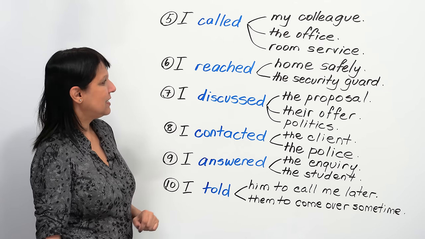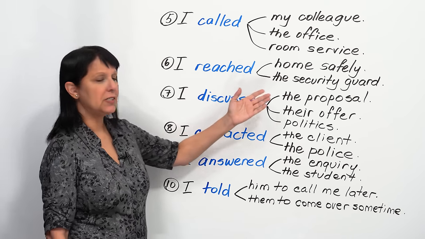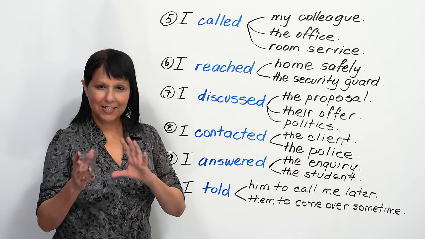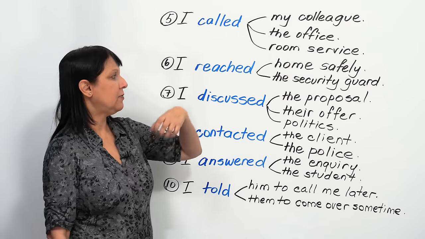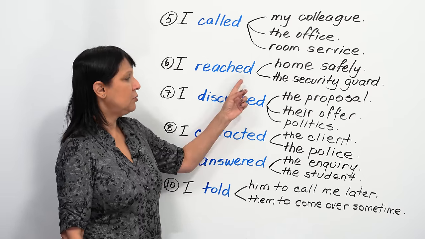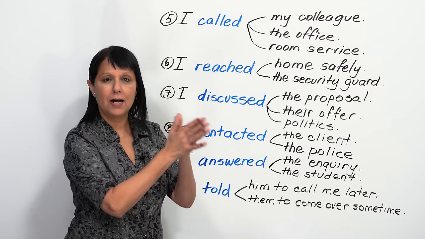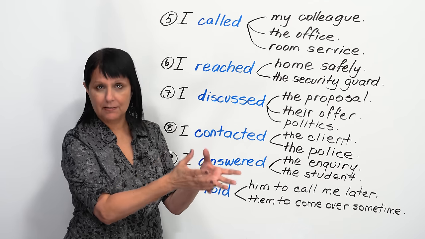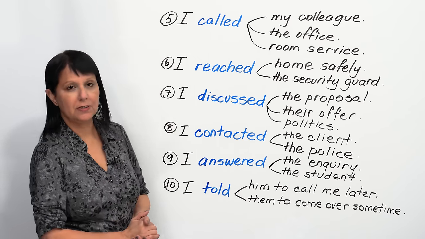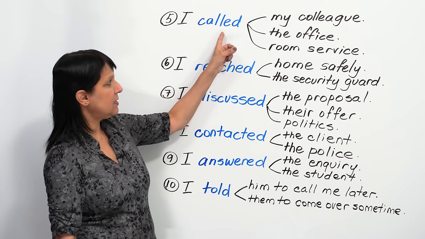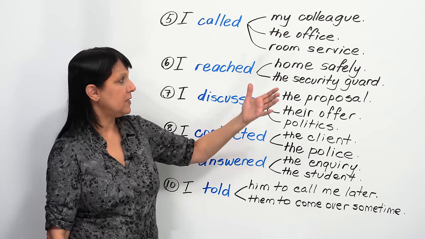Next, number six. I reached home safely. Or, I reached the security guard. So you see here that the meaning is a little bit different, right? Here you reached somewhere, you reached a place. I reached the office, I reached home, whatever. But here you reached someone. When you say I reached someone, it means I managed to connect with them. I managed to call them. I managed to contact them, okay? So remember that we can use reached in these different ways. And the same up here, you called someone like your colleague, but you called some place like the office or room service.